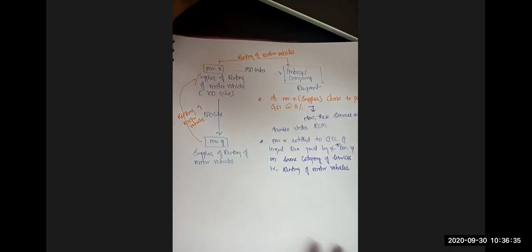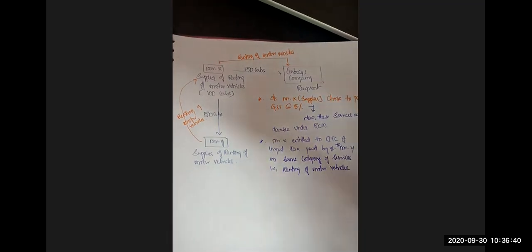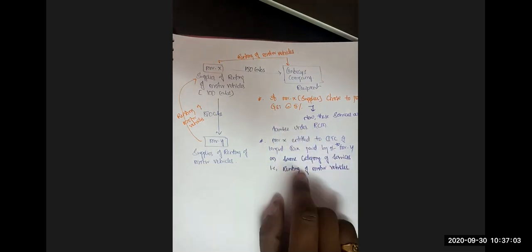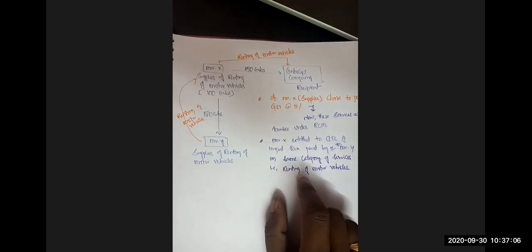If he would like to claim the credit for all the services, then he has to choose to pay the tax at the rate of 12%. If Mr. X wants to claim the entire input tax credit relating to all types of inward supplies, he has to choose the payment of tax at 12%. If he chooses to pay tax at the concessional rate of 5%, he will get input tax credit of only the same category of services. Is that clear to everyone? Any doubts?